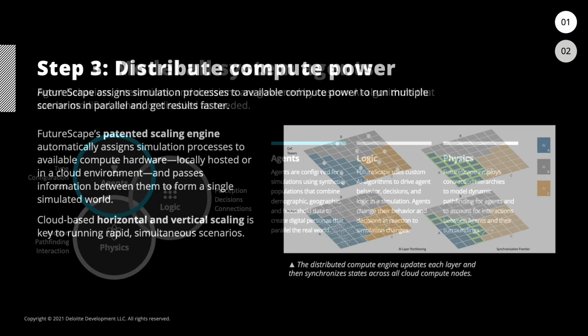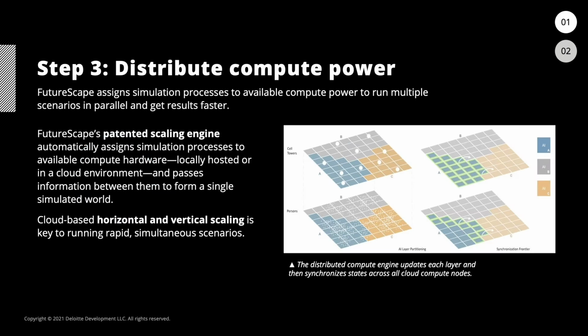One of the key differentiating attributes of FutureScape is our patented scaling engine that automatically assigns simulation processes to available compute hardware and passes information between them to form a single simulated world. This cloud-based horizontal and vertical scaling is key to running rapid simultaneous scenarios. And because the simulation is deployed on cloud architecture, we can launch FutureScape from nearly anywhere, regardless of client in-house infrastructure.